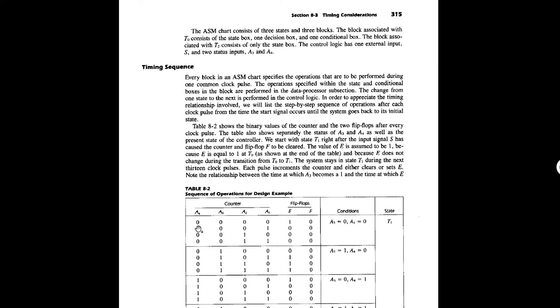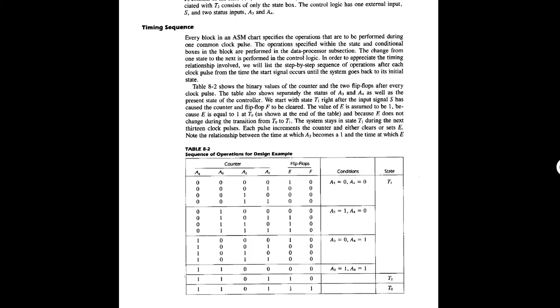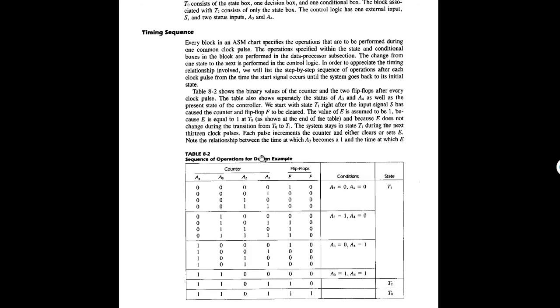Now here, this is the chart that we are going to make, or I would say state table, or a sequence of operations that are being followed by that particular diagram that we just saw. Now every block in ASM chart specifies operations that are to be performed during one common clock pulse. This is also one definition of ASM block. ASM block is not just where you have one state box and maybe multiple conditional and decision boxes. There is one more thing that specifies it, that is the clock pulse.